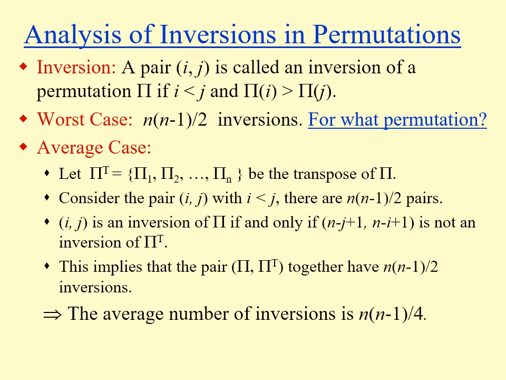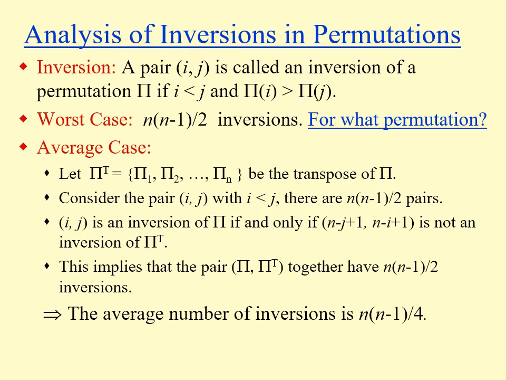And then let's consider the pair ij with i less than j. There are n(n minus 1)/2 pairs. That means we consider all the possible pairs in this sequence, because this is like choosing 2 from n. You choose 2 from n, and you get n(n minus 1)/2. So this is the number of pairs.